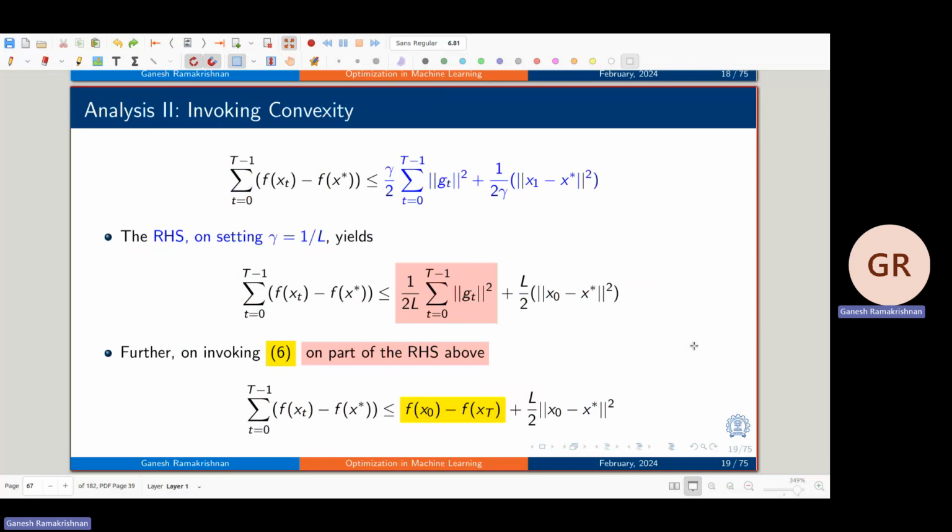This equation 6, I use in conjunction with the previous inequality, which is summation t equals 0 to capital T minus 1 of f of xt minus f of x star, less than or equal to 1 upon 2L summation t equals 0 to T minus 1 of norm of gt square, plus L by 2 norm of x naught minus x star square.